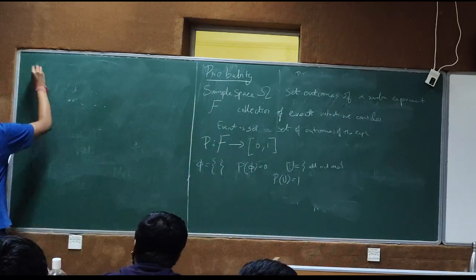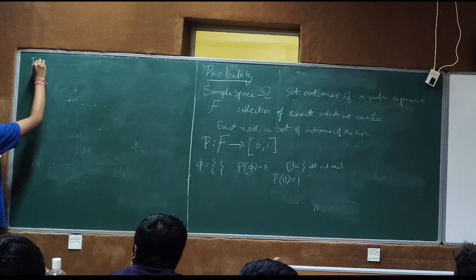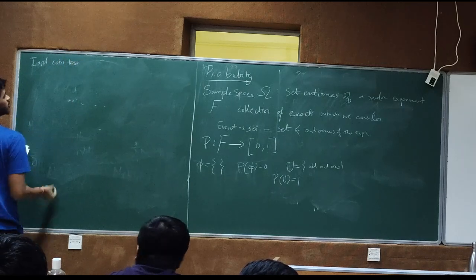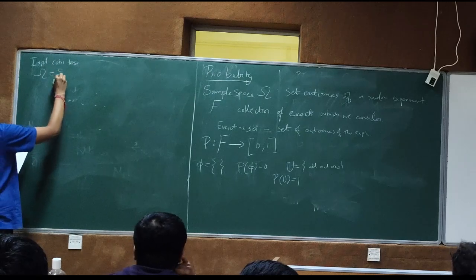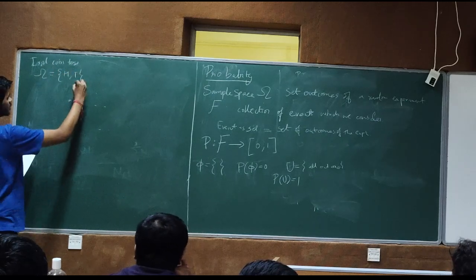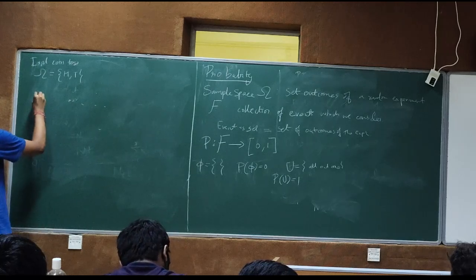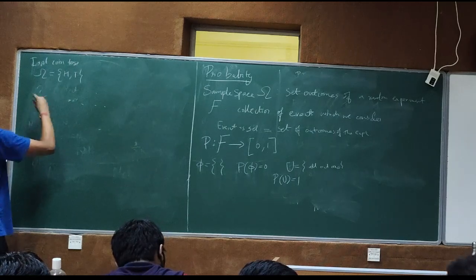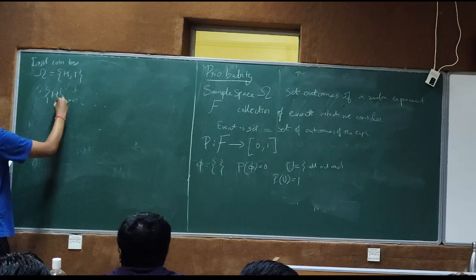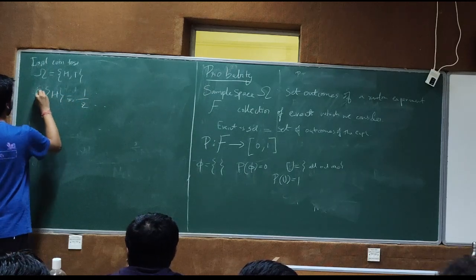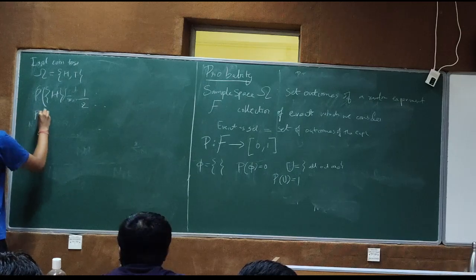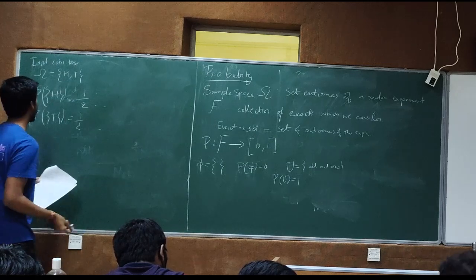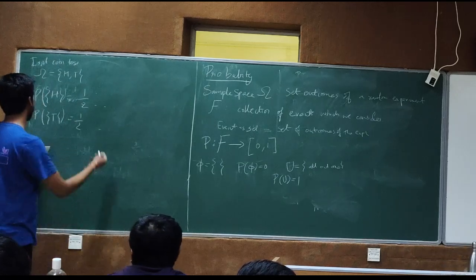So for an example, if you consider the experiment of a coin toss, you see that the sample space consists of heads or tails, and you can assign a probability. You can take an event to be heads. You can assign probability half to it, or you can assign probability half to tails. So this is an example.